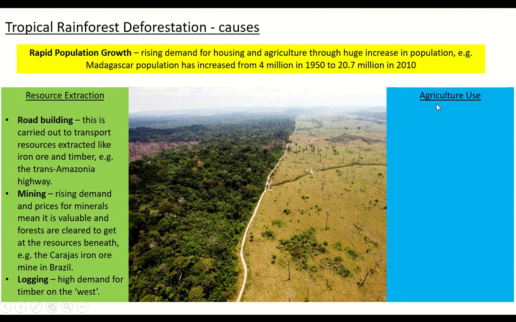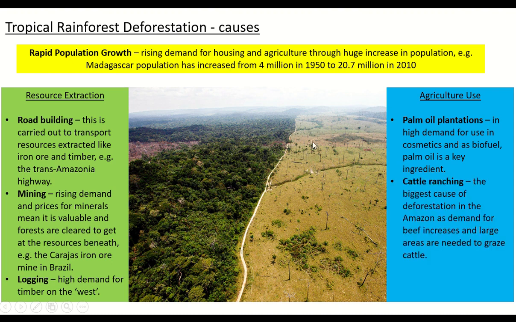The second kind of major reason is through agriculture. Again, we've talked about the need to grow more food for the rising populations. Palm oil is a product that's used in so many products. It's a key ingredient in lots and lots of things, for cosmetics, not just food, for cosmetics, as a biofuel, etc. So palm oil plantations are potentially very profitable, and therefore, get rid of the trees, plant the palms, and then let's sell it on.